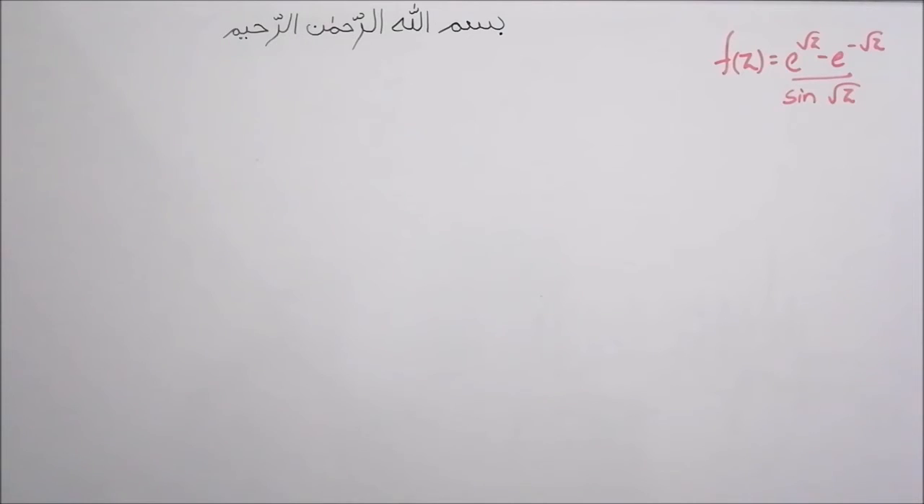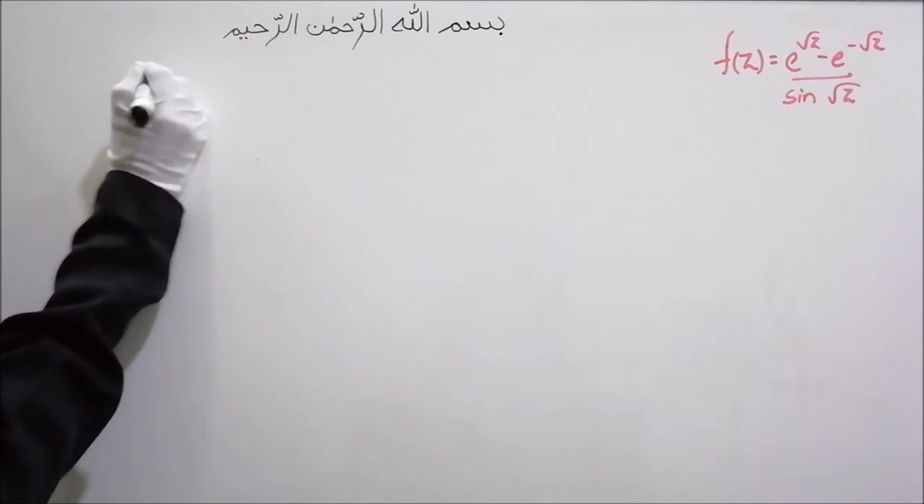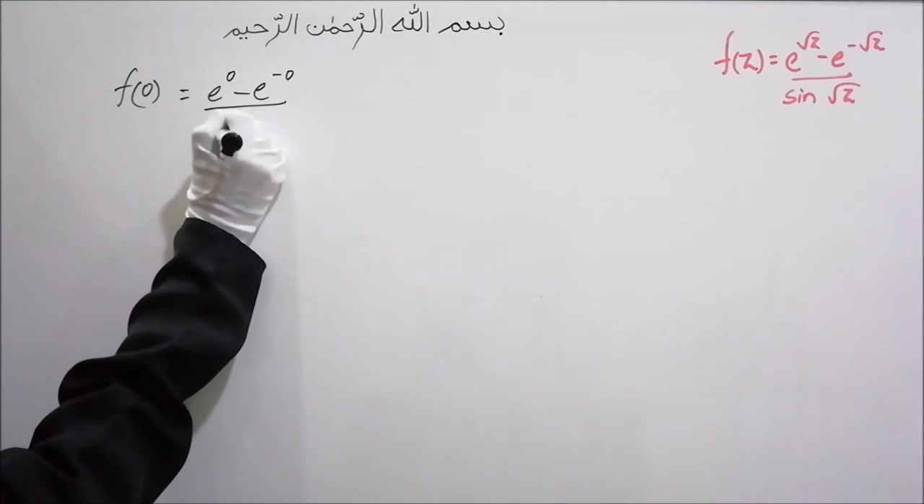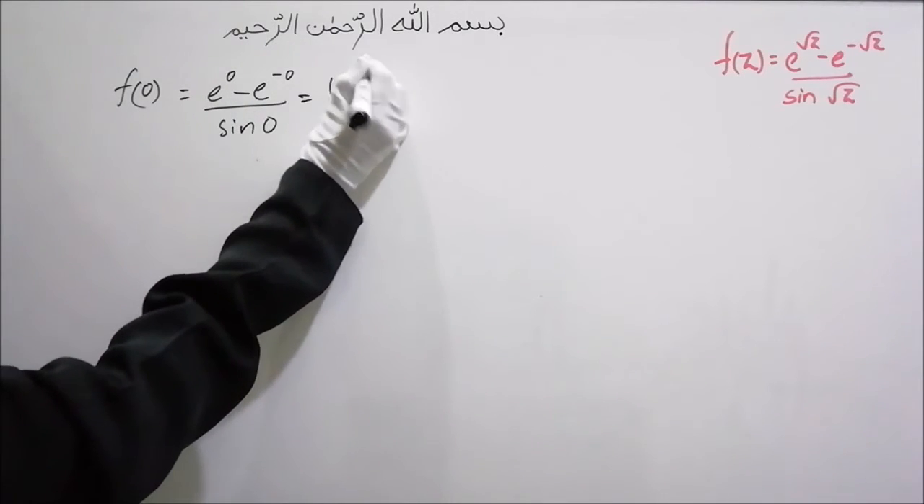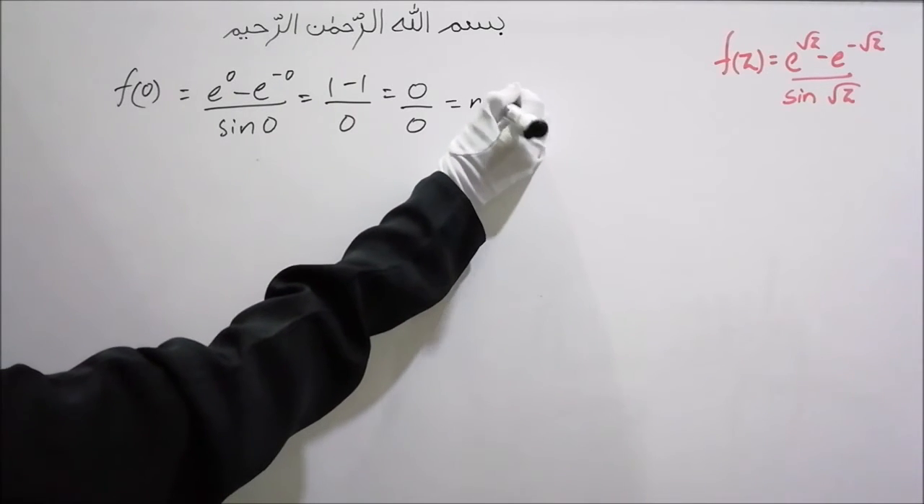Welcome friends. Let's first solve the problems we left in part 9. The first problem was, given the function f of z is equal to e raised to root z minus e raised to minus root z upon sine root z, we have to find the nature of singularity at z equals to 0. At z equals to 0, what is f of 0? It is e raised to 0 minus e raised to minus 0 divided by sine 0. That comes 1 minus 1 by sine 0 is 0, that is 0 by 0, which is not defined.